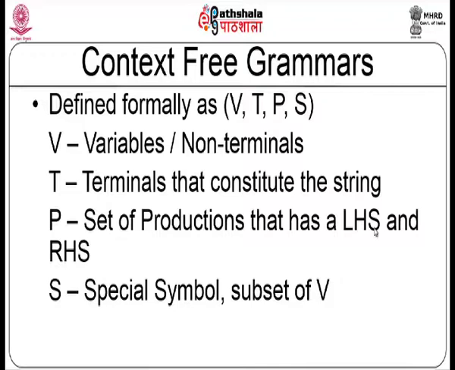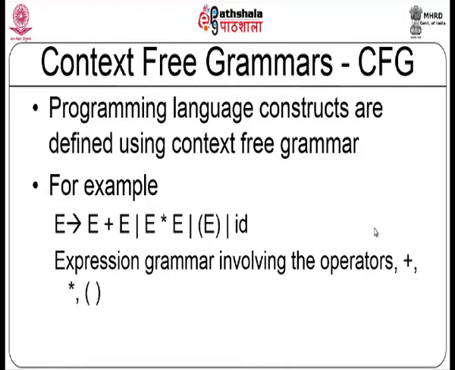Now, formally defining CFG, a context free grammar consists of variables, terminals, productions, and a start symbol, where variables are otherwise called non-terminals, and S is a special symbol which belongs to the variable set. Productions have an LHS and an RHS, where the LHS will typically be a non-terminal and the RHS a combination of terminals and non-terminals. In this expression grammar, the start symbol is E, the terminals are plus, star, open parenthesis, close parenthesis, and ID, and there is only one non-terminal, which is the start symbol itself. So, this is the formal definition of context free grammar.